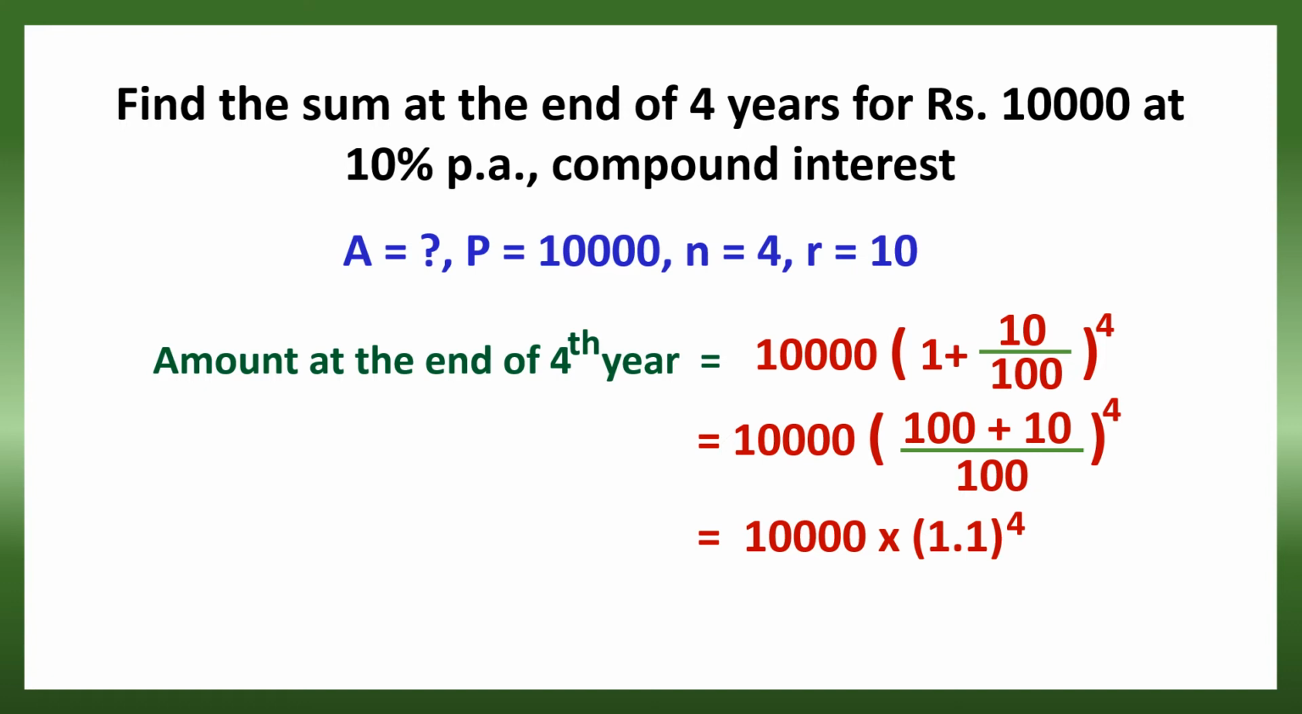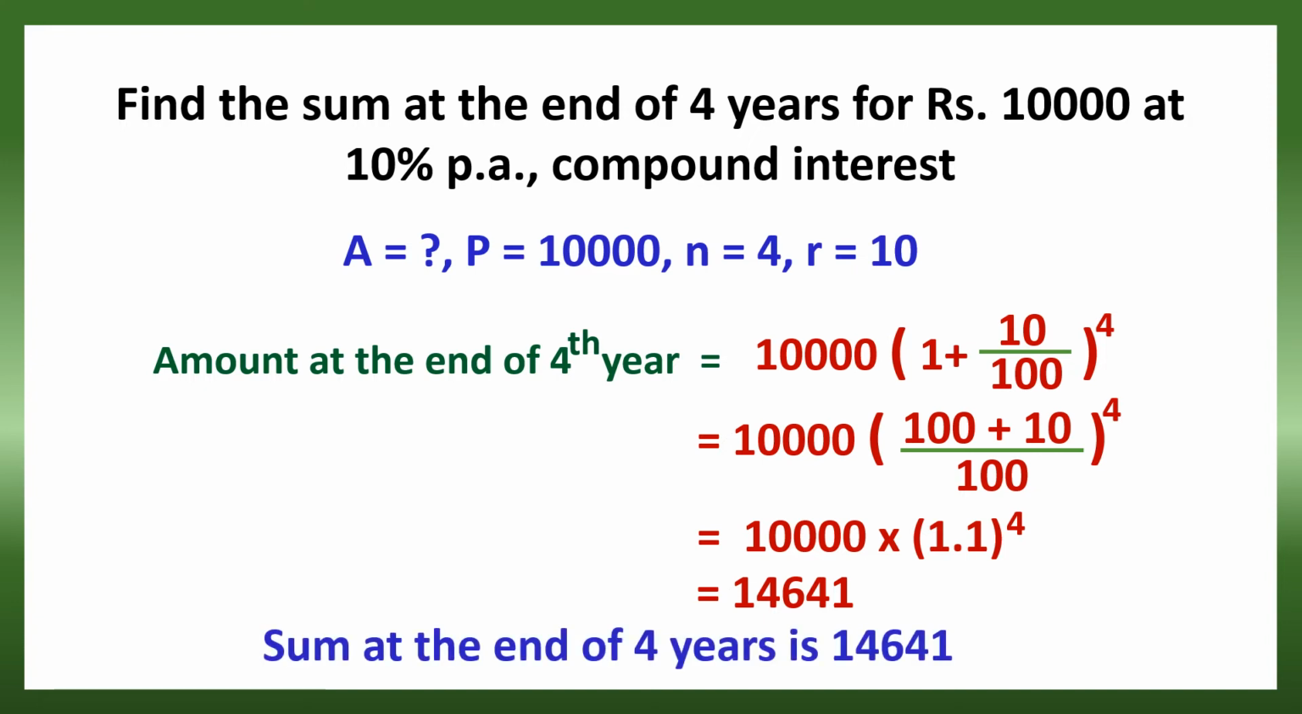Now that 1.1 whole raised to 4 into 10,000. When we calculate it, we get 14,641. So the sum at the end of 4 years is 14,641 when the interest is compounded.